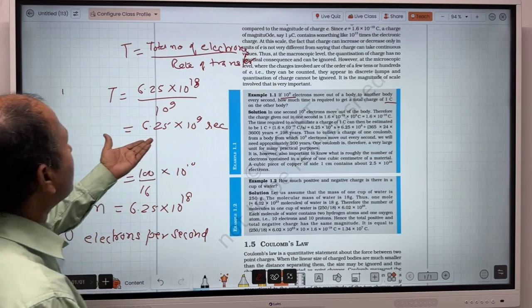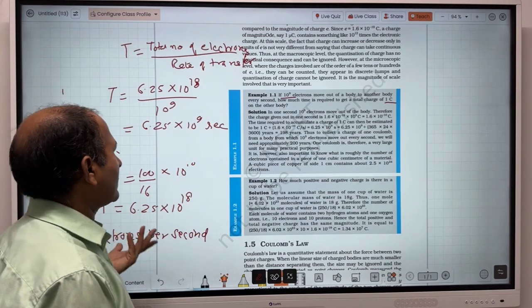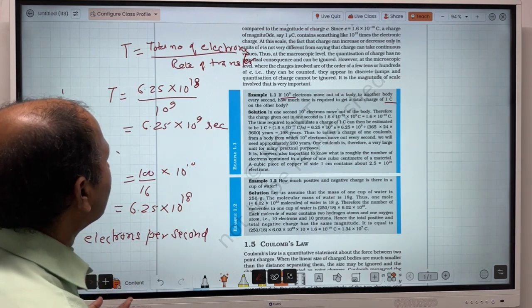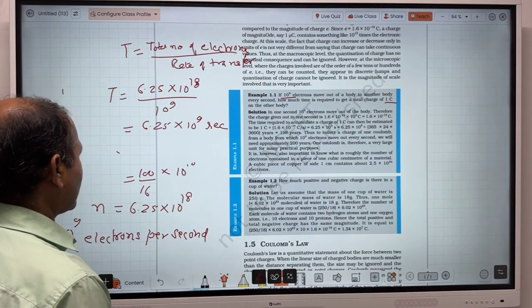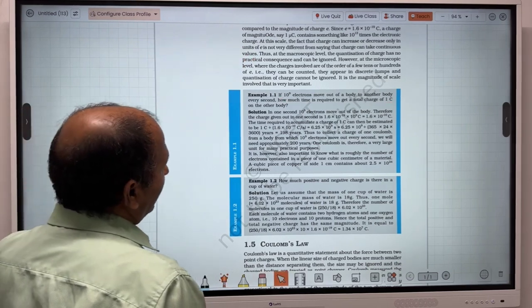Now you can convert it into minutes, then hours, then days, then years, etc. So if you evaluate it, it will be around 198 years. So that is too much time. Now there is another question.